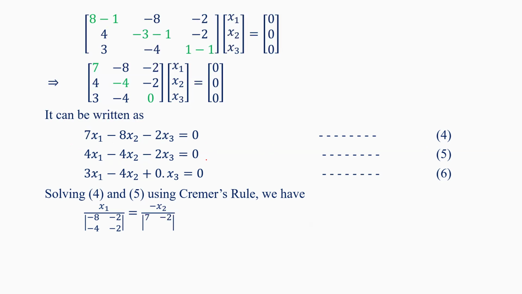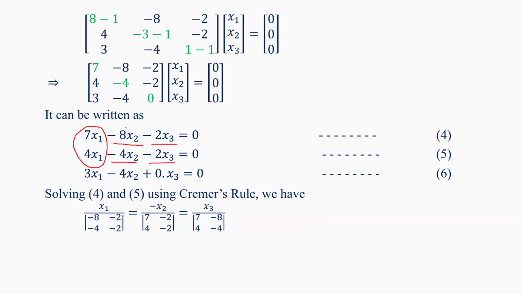Now, how do we solve this using Cramer's rule? This is very important. Let us see how to solve it. We have to write down x1, x2, and x3 first. How many variables were here? Three variables, x1, x2, x3. Below x1, let us leave this part. So what is remaining? We have minus 8x2 minus 2x3 and minus 4x2 minus 2x3.